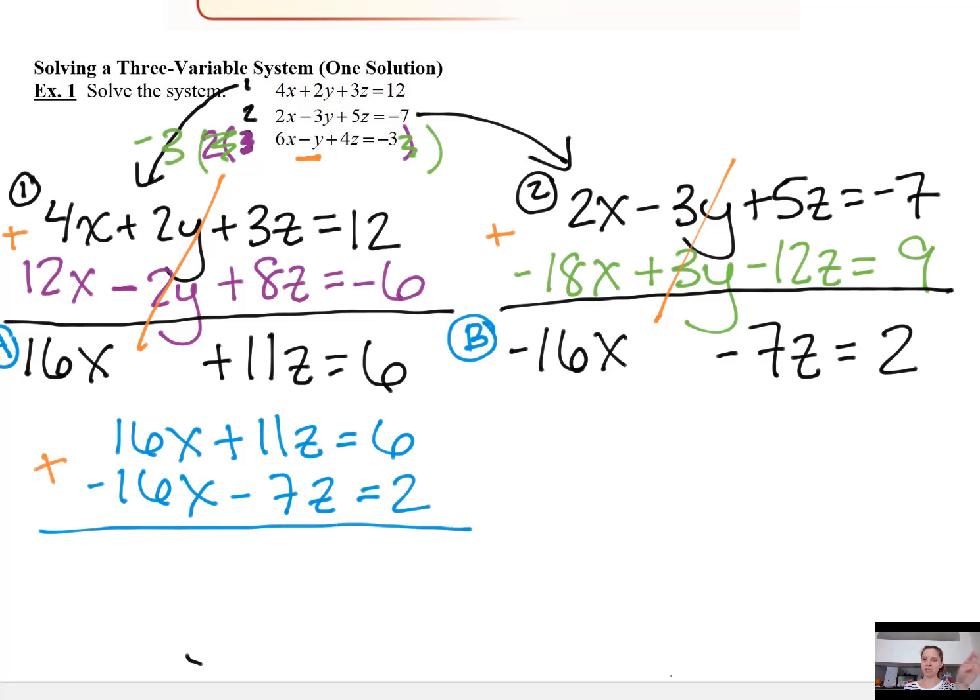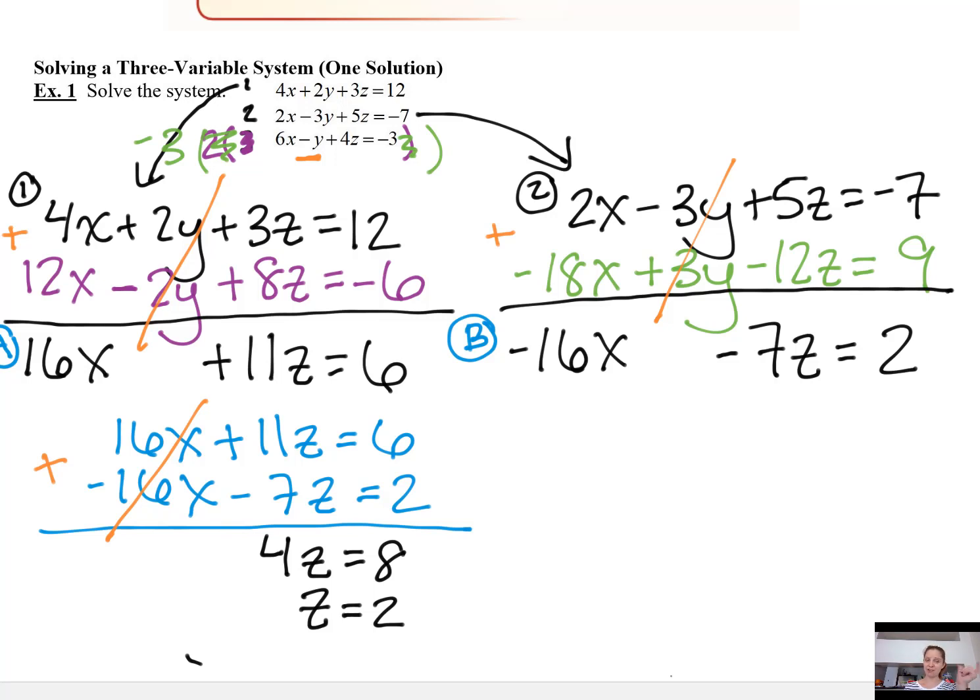And when I add, I didn't manipulate A or B at all, because when I add, the x's get eliminated. And I end up with 4z equals 8, z equals 2. That's good. Now I want to solve for x.